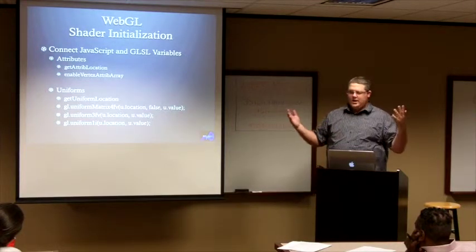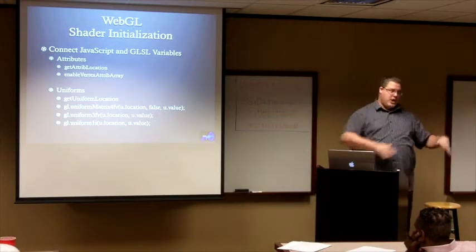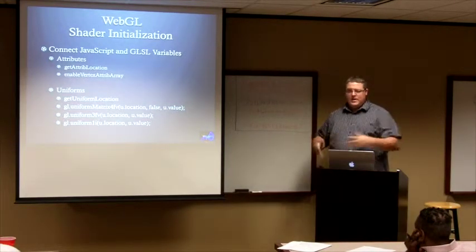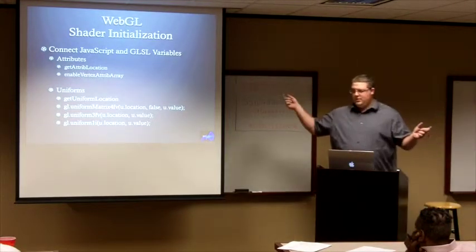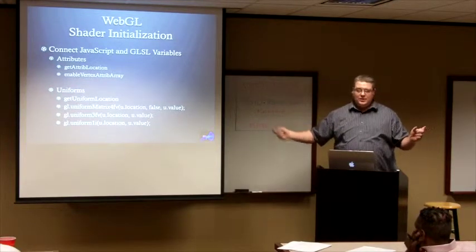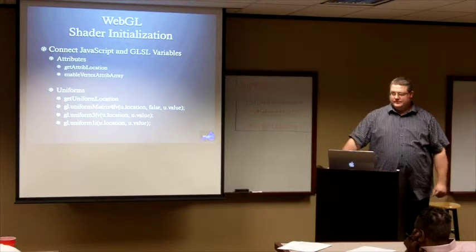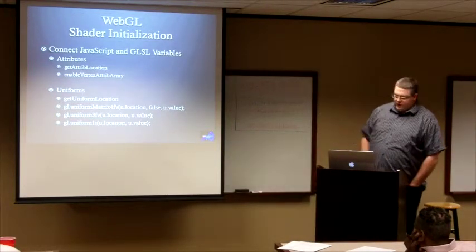Does that make sense? So we've got two different things running, two completely different memory maps. JavaScript has its own memory map. GPU has its own memory map. And so we have to find a way to connect this JavaScript object to the GPU variable. Everybody get that? So that's what this process is. You get its location, then you say, okay, connect this JavaScript object to that location in the shader. So that's where the attributes, the same sort of thing for the uniforms.